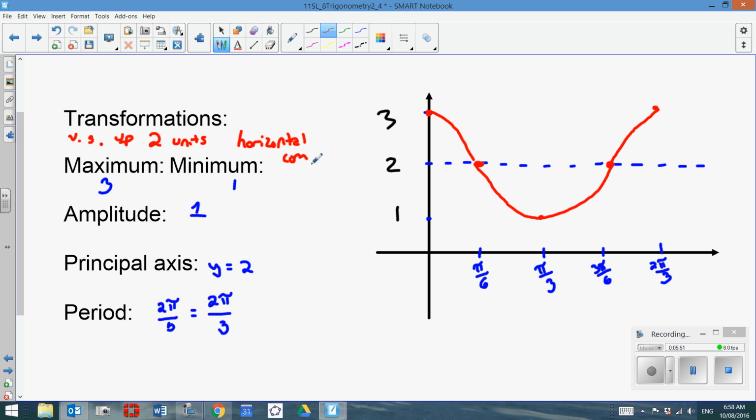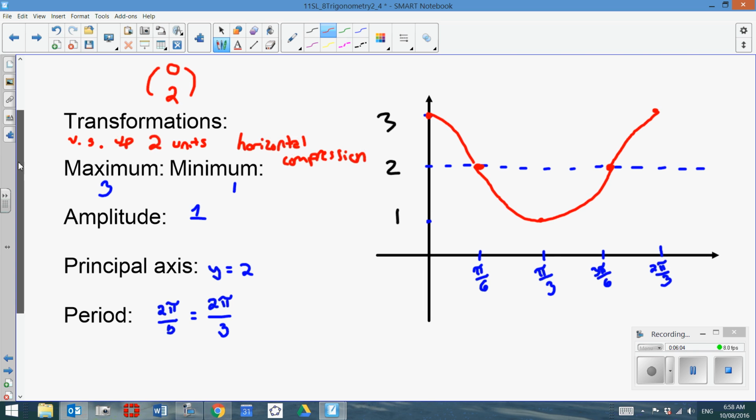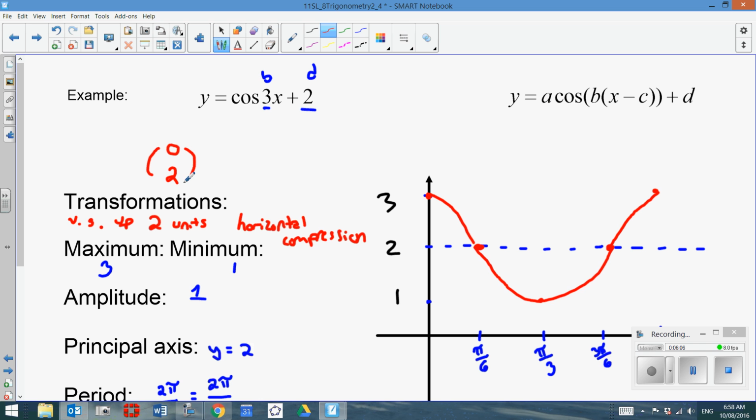Remember that we can also talk about vertical and horizontal shifts using vectors. So I did not have a shift right or left, but I did have a shift up 2 units. So just remember that that's another notation that we can use for transformations in a vertical and horizontal direction.